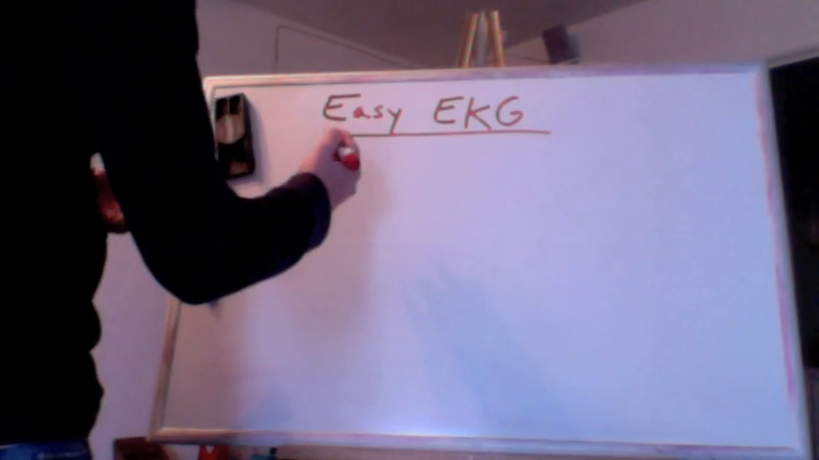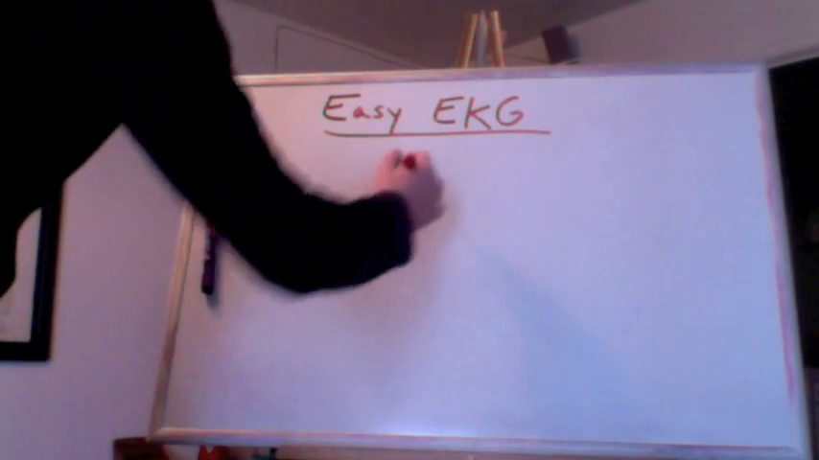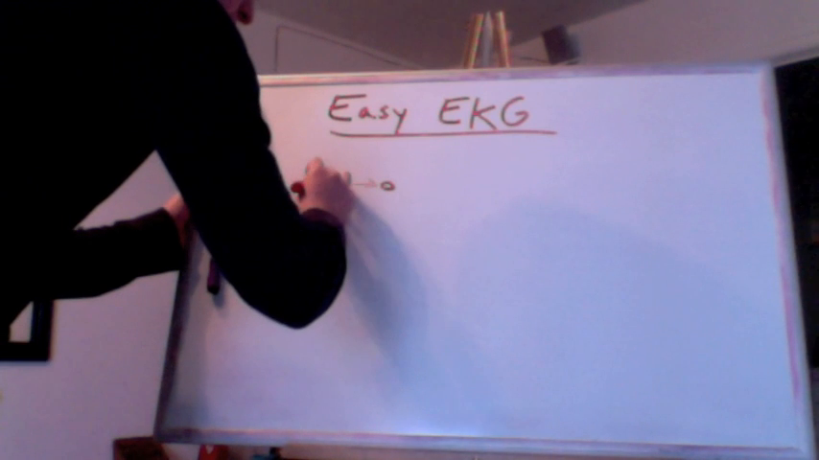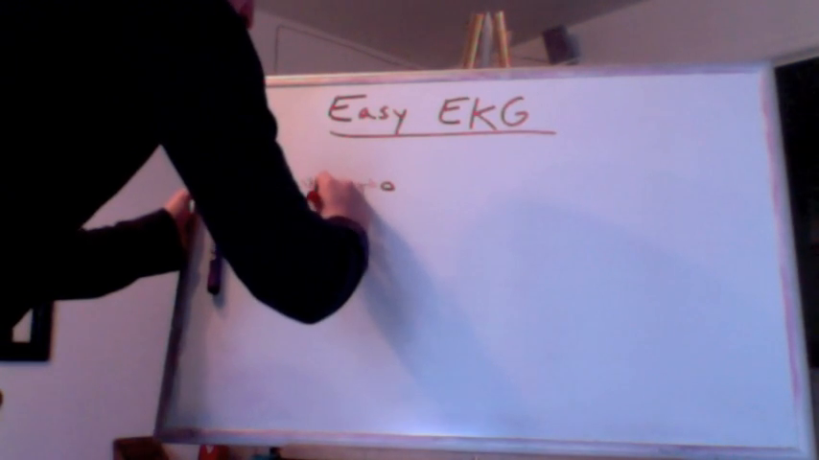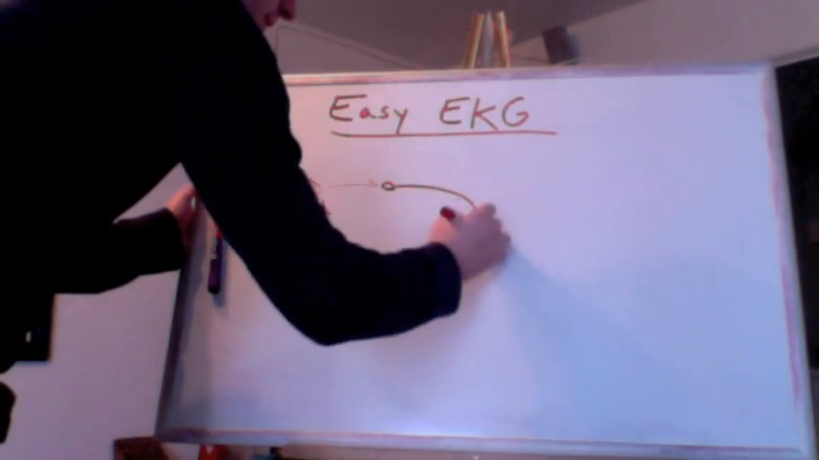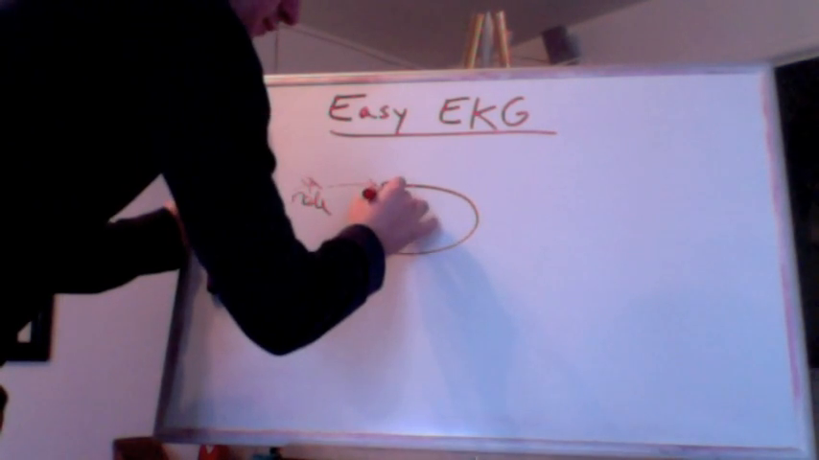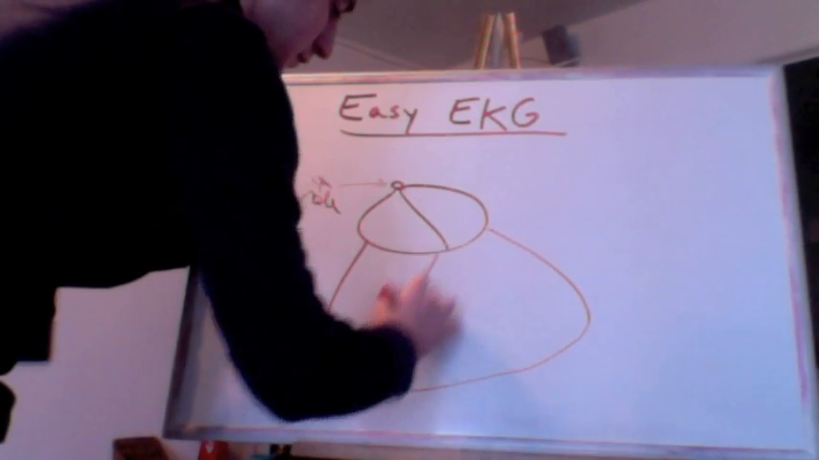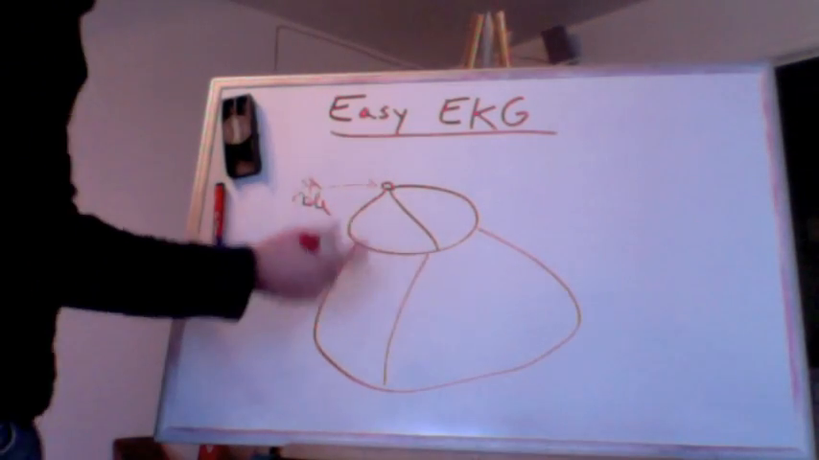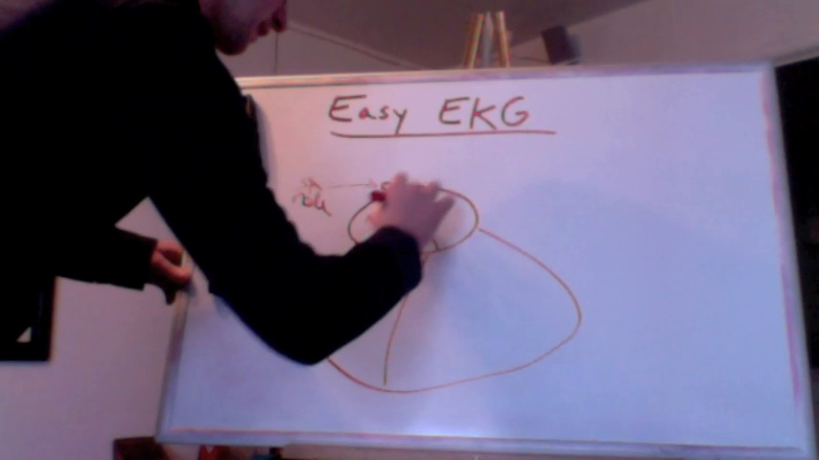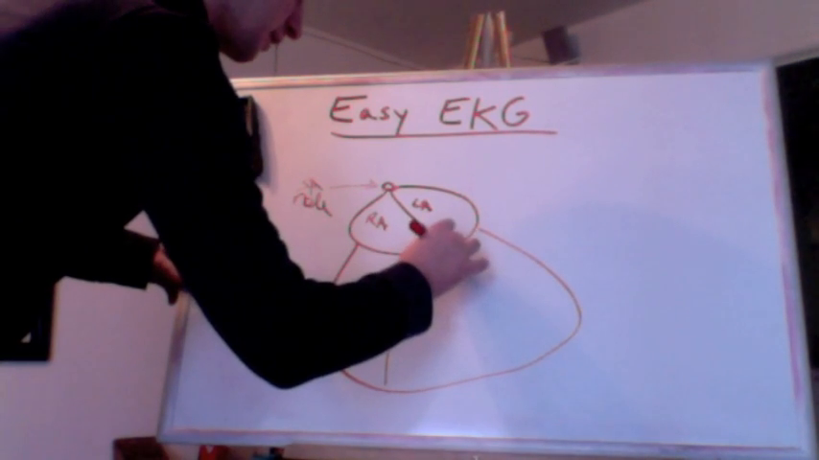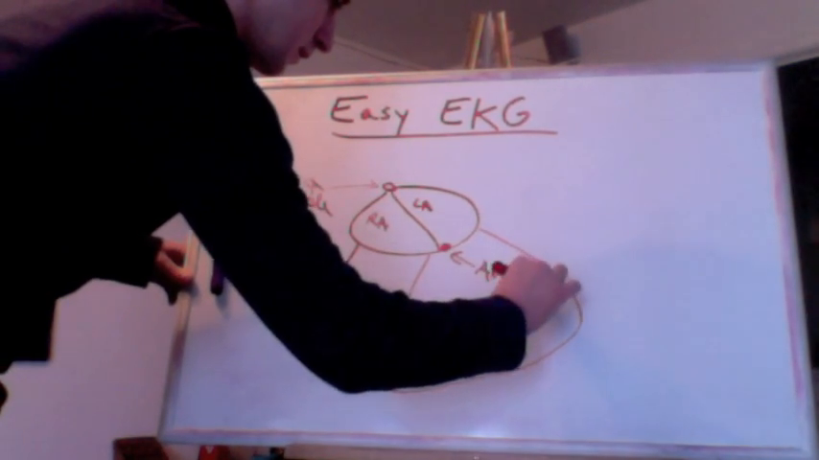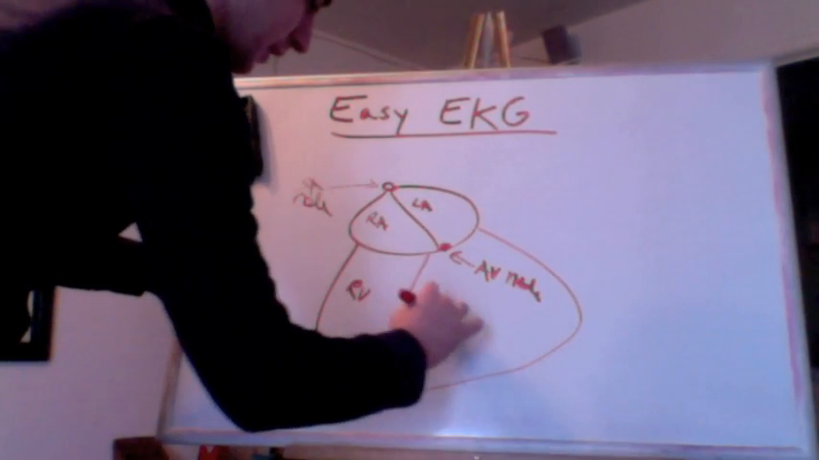So what we need to first do is draw a little heart diagram here. So up here, we'll say this is the SA node. And then just as a crude drawing, this is our right atrium, left atrium. This would be your AV node. This is the right ventricle and the left ventricle.